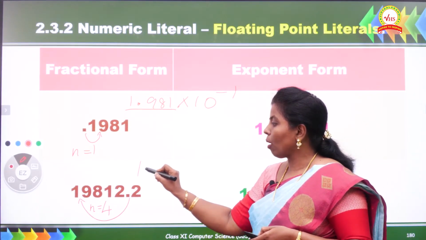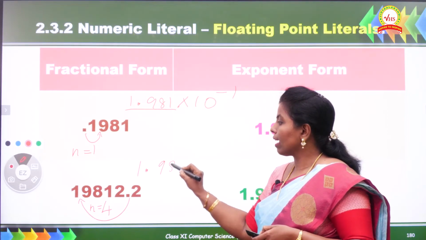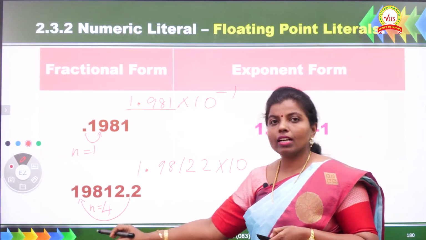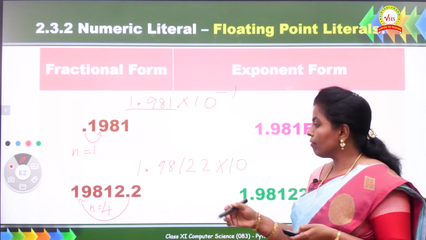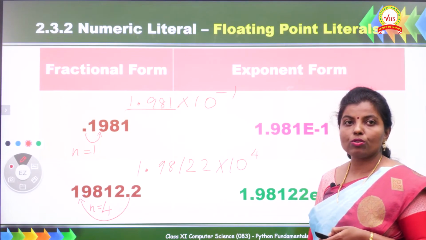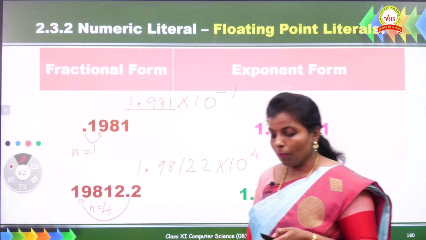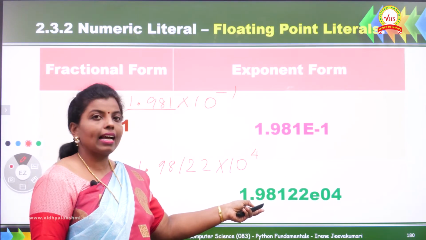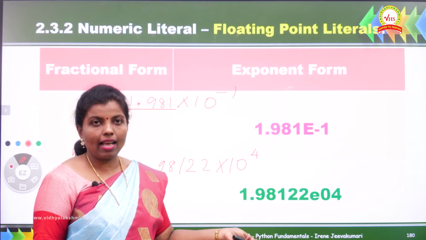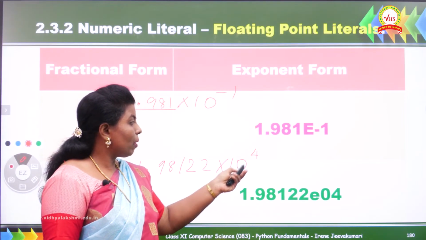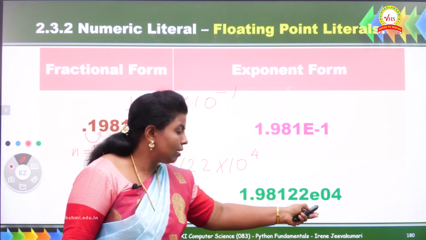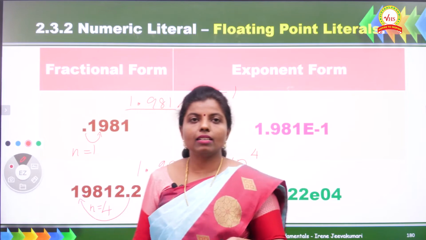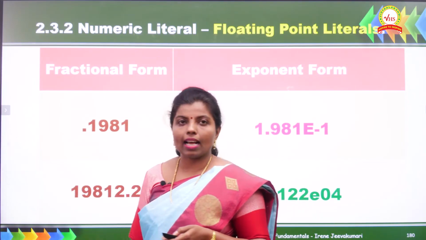So, it will be taking the form 1.98122 multiplied by 10 power. So, it has moved 4 digits towards the left direction. So, it is going to be 10 power 4. Okay, it is going to be the positive powers of 10. So, you can see the exact number 1.98122 has been written as it is, and the 10 power 4, okay, that power has been represented as E04. So, small letters or capital letters, anything is accepted here.